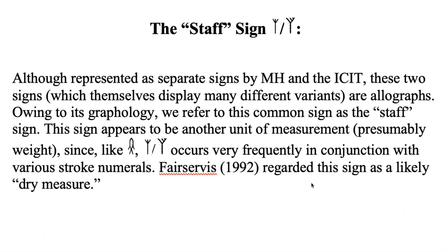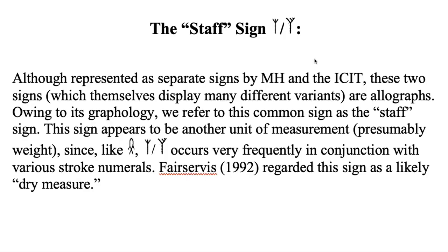Okay, let's see. Now let's move on to the staff sign. This is another critically important sign. And again, there are at least 2 different allographs shown, and both Mahadevan and the ICIT list them as separate signs. The ICIT actually lists like 3 or 4 different allographs as separate signs, but they all seem to be the same. And again, it's quite possible that they represent different stages in development of this same obviously important sign. All right. Now, owing to its graphology, we refer to this common sign as the staff sign because it looks like a staff of grain or a piece of grass or straw or something like this.